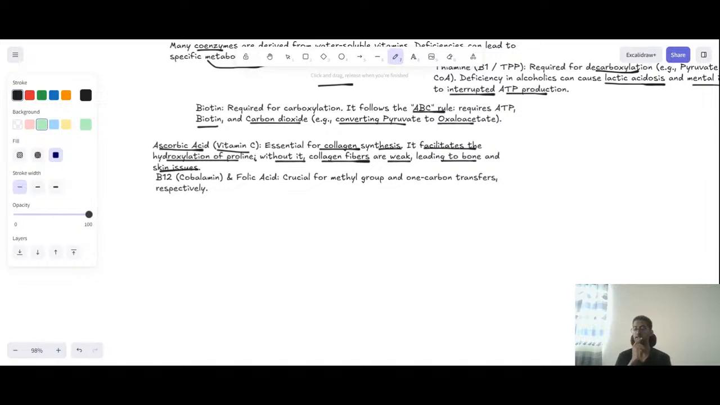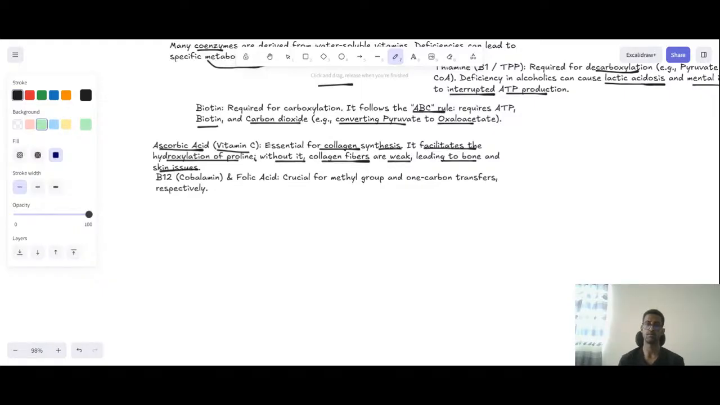So proline is an exception, by the way. Proline has a kind of ring structure. It's a cyclic amino acid with a hydrophobic side chain, like a cyclic ring. So fibers are weak, leading to problems in bone and skin.